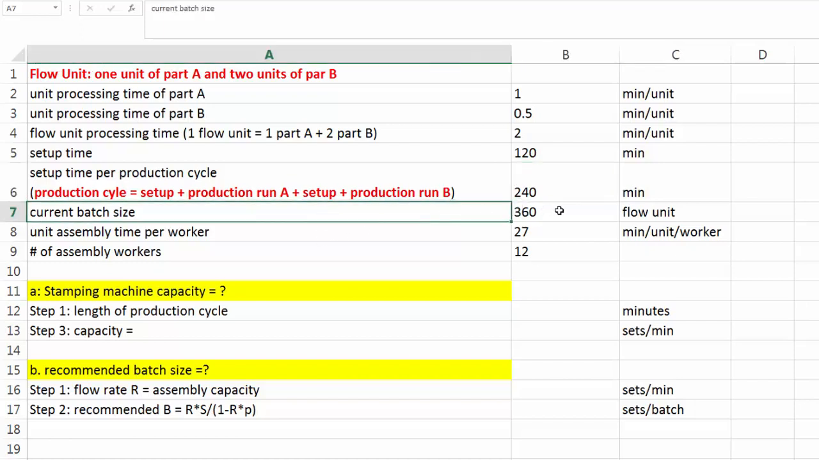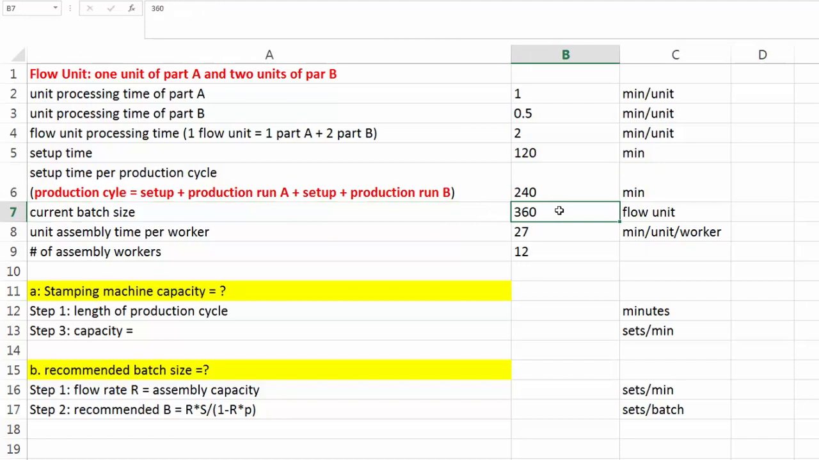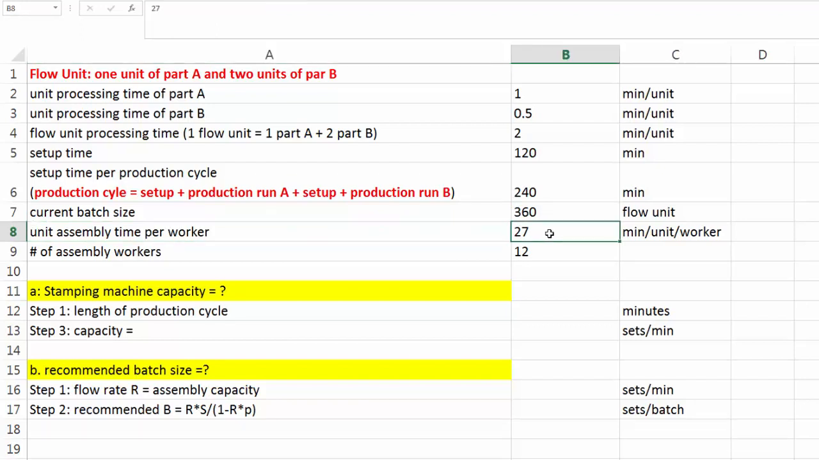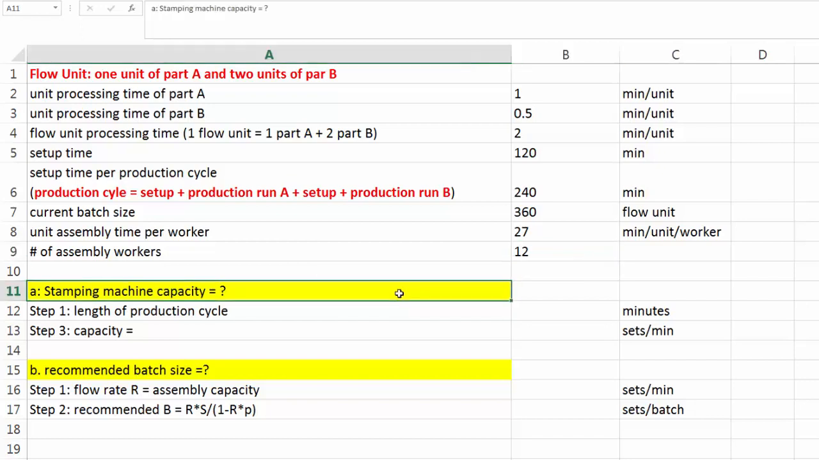Currently, the batch size is 360 flow units, or 360 units of finished product. At assembly, the unit assembly time per worker is 27 minutes per unit per worker, and we have 12 workers at assembly. Now let's look at each of those two questions. First, stamping machine capacity.